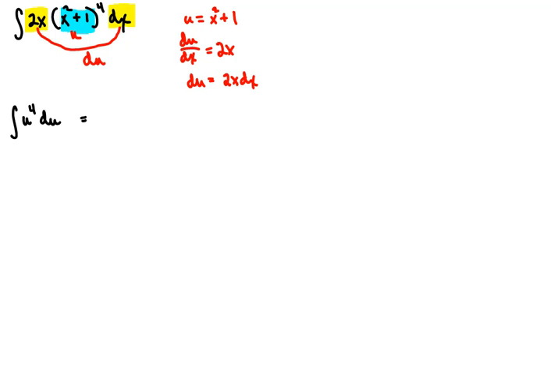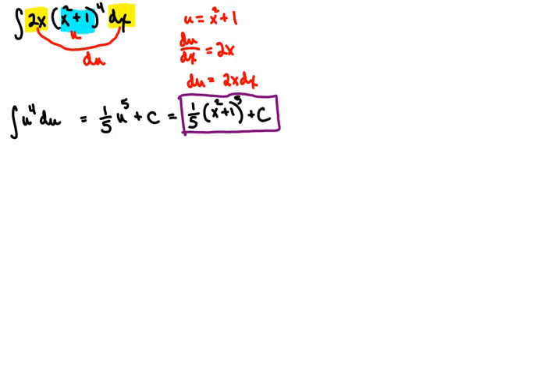And that is simply u to the fifth over 5 plus c. Swapping out the u for x squared plus 1, I'm left with 1/5 times the quantity x squared plus 1 to the fifth power plus c. And that's my final answer there. Okay, then let's look at another example.